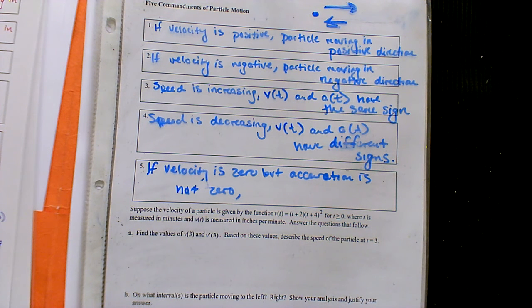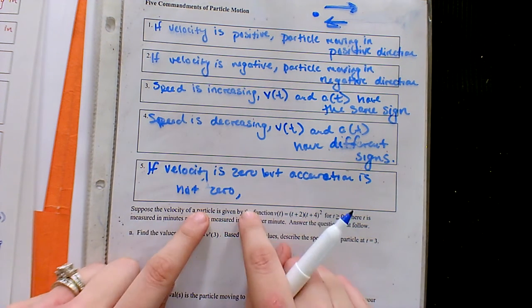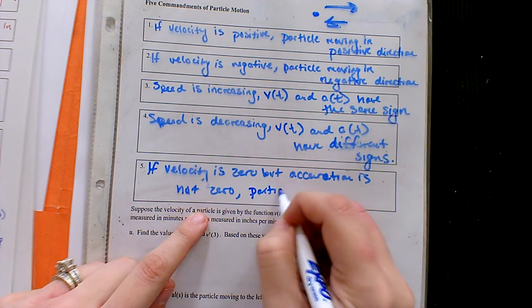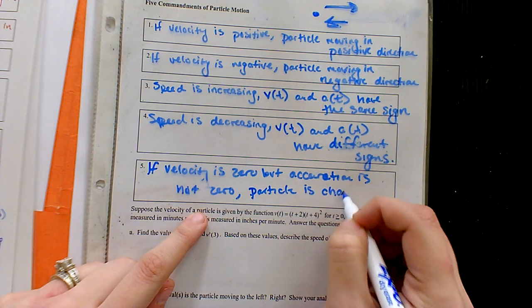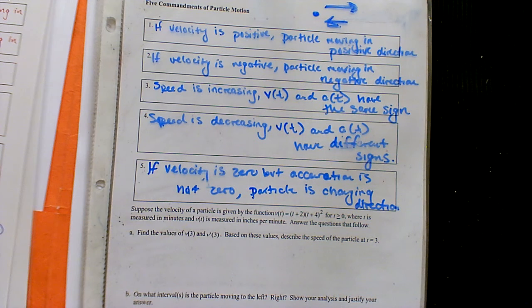So I'm standing here but I'm moving. You see how I'm probably changing direction? My position's not changing, so I have 0 velocity. But if I'm rotating, I'm changing direction. So if velocity is 0 but acceleration is not, the particle is changing direction. It's rotating somehow. I know we don't rotate on a treadmill, but that's another good example of how your position is stationary, but yet you're still moving.